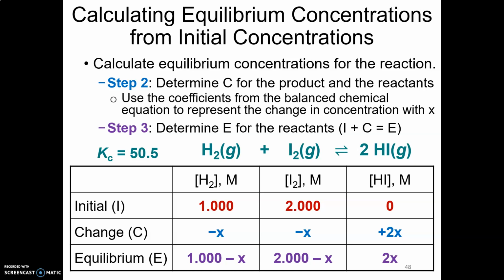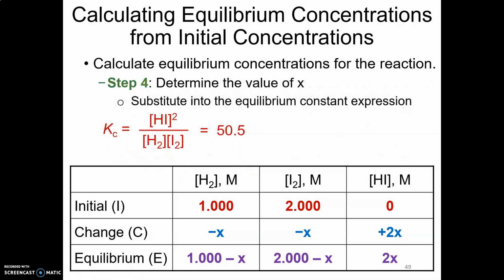Now, what we need to do is write our K expression, okay? So it's going to be the concentration of HI squared divided by the concentration of I2 times the concentration of H2, and I know what that's equal to, right? It's equal to 50.5. Always write the expression before you start plugging stuff in. Why am I saying that? Because you're going to forget about squaring things and things like that if you don't. So write the expression first.